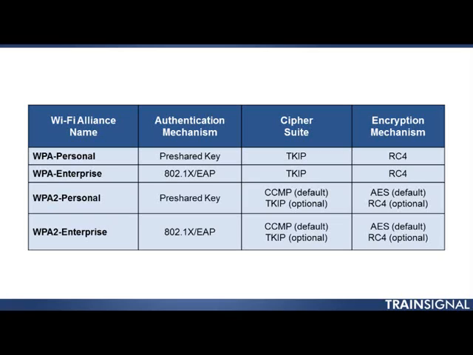Okay? So when looking at this chart, what do I want you to pull from it? That there's a personal and an enterprise, and the difference is pre-shared key versus 802.1x. And then also we had WPA, which was the first implementation of this technology using TKIP and RC4. And then we moved on to WPA2, which is the more current and more sophisticated version, which uses CCMP and AES.